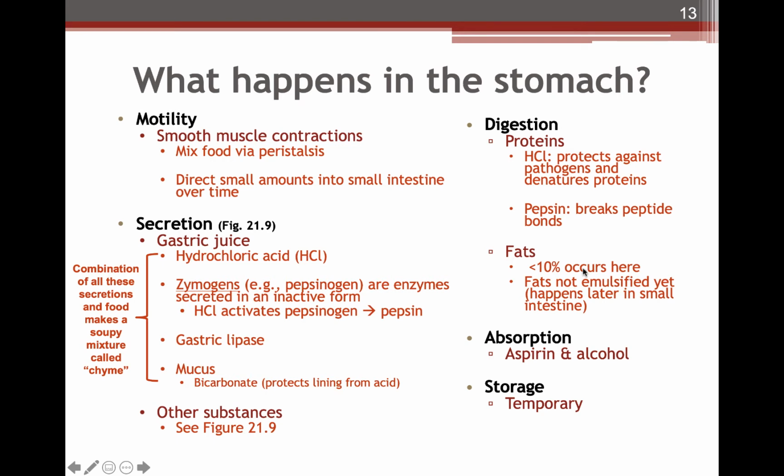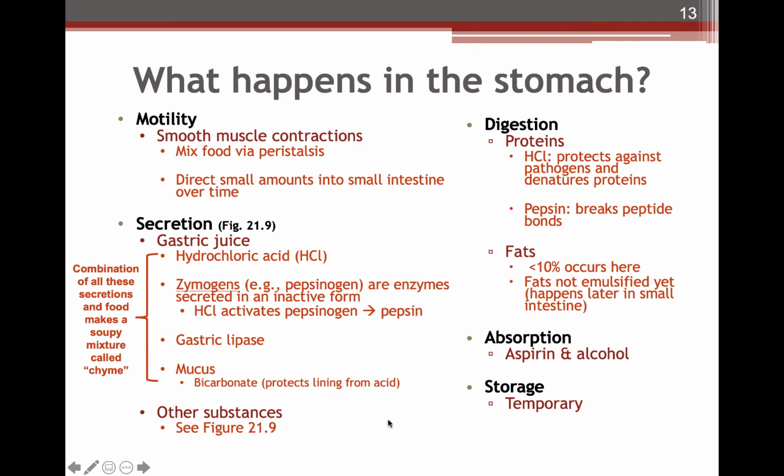And then fats, again, very little will actually be digested here because fats have not been emulsified yet. That will happen later on in the small intestine when bile enters the scene. But a little bit of fat digestion can occur. Fats are still globbed into big fat boulders at this point, getting away from the aqueous gastric juices. And so enzymes can nibble at their edges a little bit, but not a whole lot.